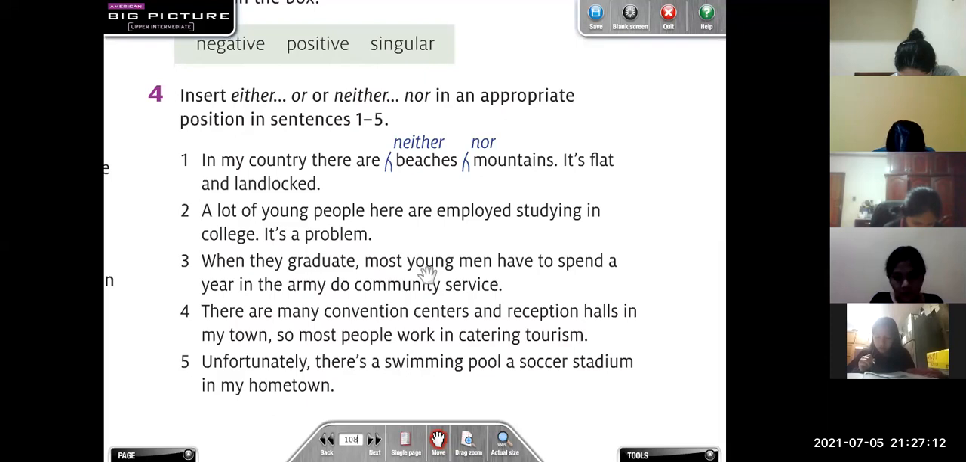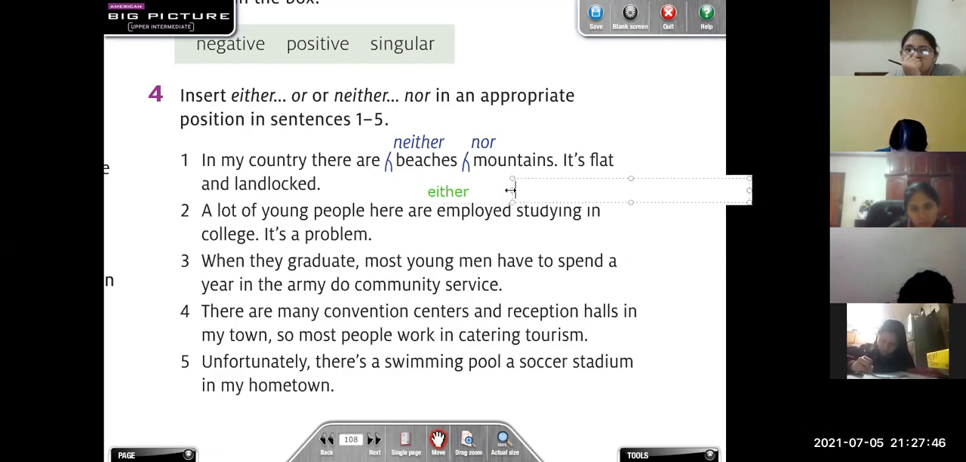A lot of young people here are neither. Either. Here, neither employed or studying in college. Yes, a lot of people here are neither. Aquí sería either, ¿cierto? Yes, either. We are either unemployed or studying in college.